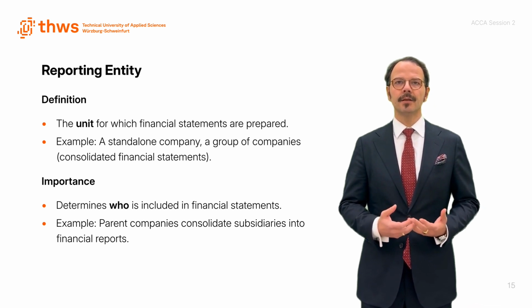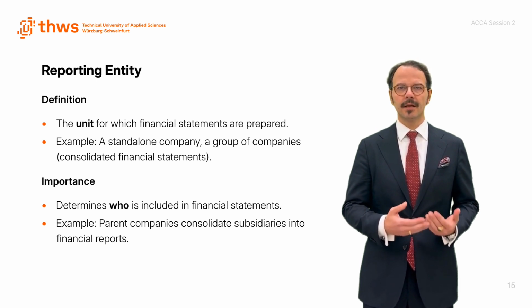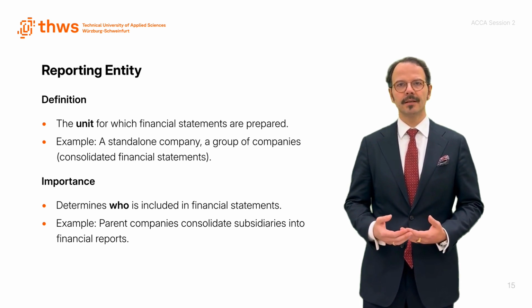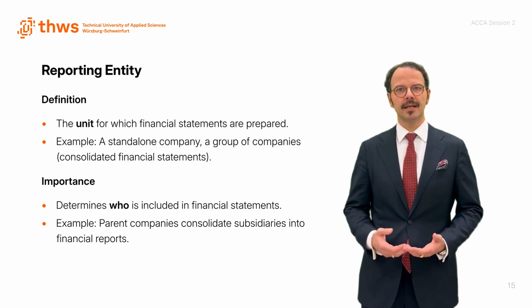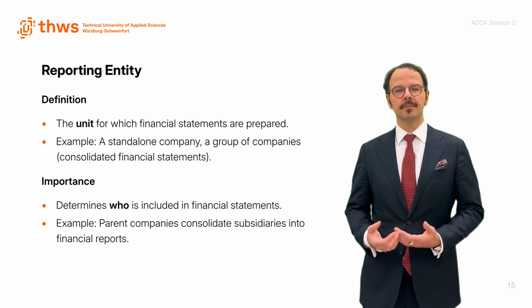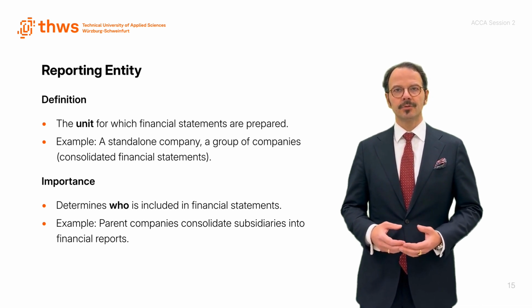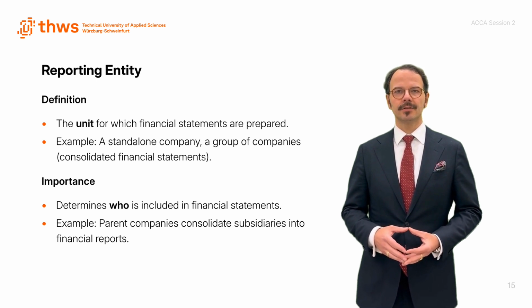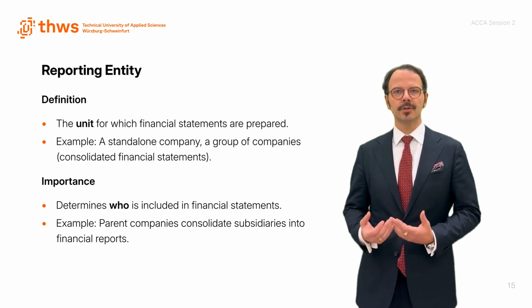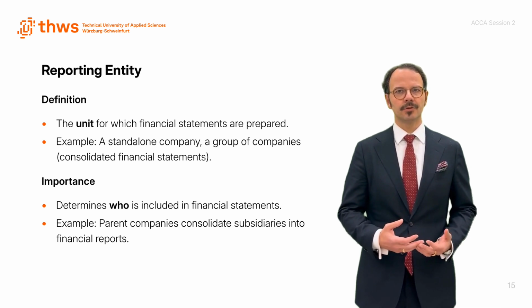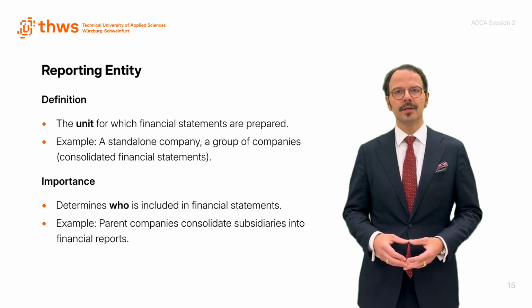That could be a single company, like a small startup, or a group of companies, like a parent company with multiple subsidiaries. The key point, the reporting entity tells us what's included in the financial statements. For example, if a parent company owns 100% of a smaller company, it doesn't just report its own financials, it consolidates the subsidiaries' information too. So, defining the reporting entity sets the scope of the financial reports. Without that, we'd have no clue whose numbers we are actually looking at.